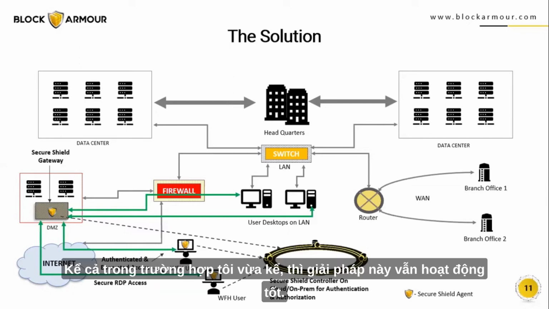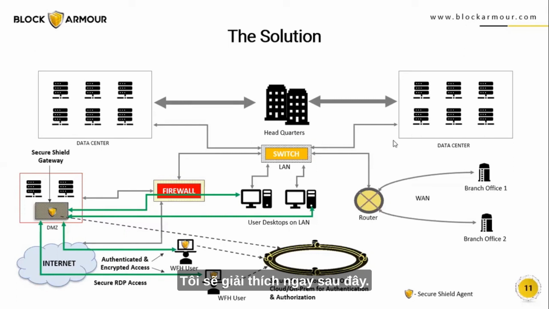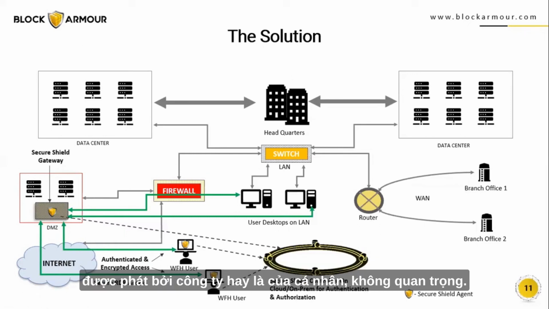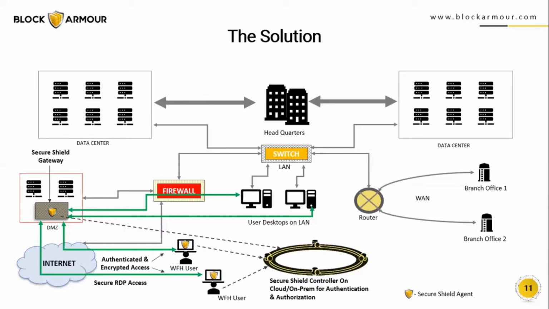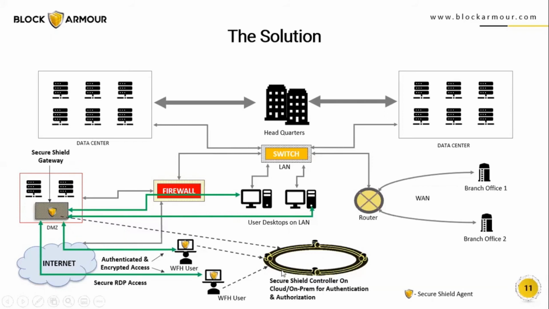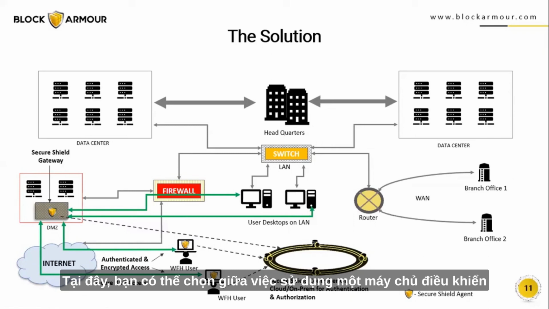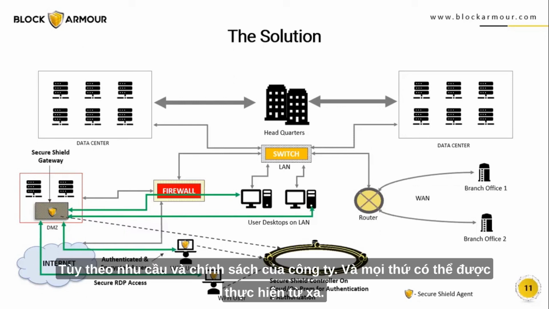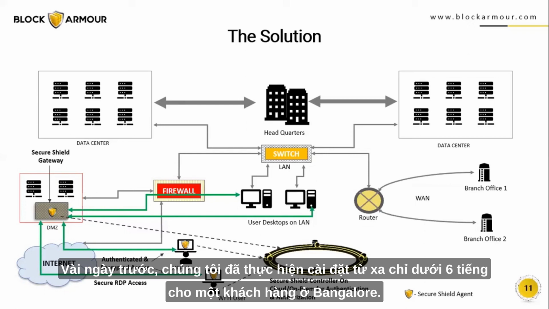So even in that situation, this solution will work very well. I'll explain how it works. So you deploy our agent on that particular desktop or laptop or whatever, whichever the employer given or employee owned, doesn't matter. We register that device on our controller. Now again, here we have the flexibility. Either you can use an instance of our controller on the cloud, or the organization can decide that they want to host the controller on-prem. That's also fine, right? Everything can be done remotely. Just a couple of days ago, we did a full remote installation in less than 6 hours for a customer in Bangalore, right?